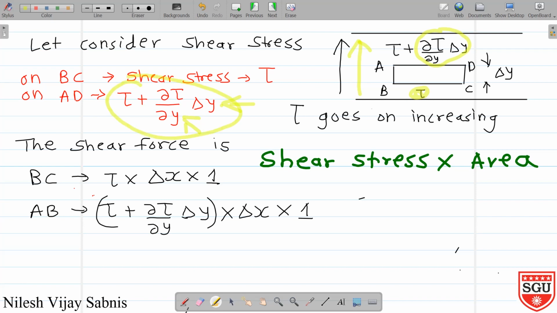Then the shear force can be calculated by using shear stress into area. So on BC shear force is tau into delta x into 1. On face AD this is the value, that is tau plus dou tau by dou y delta y whole multiplied by area, that is delta x into 1. Thus we have calculated the shear force as well as force due to pressure.